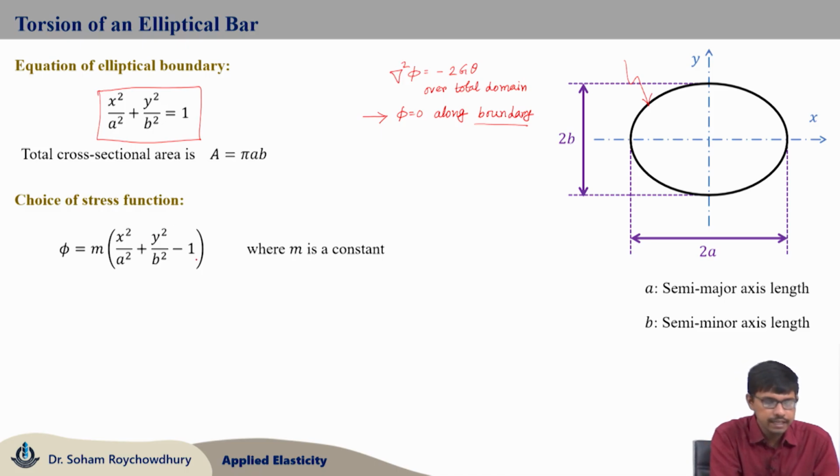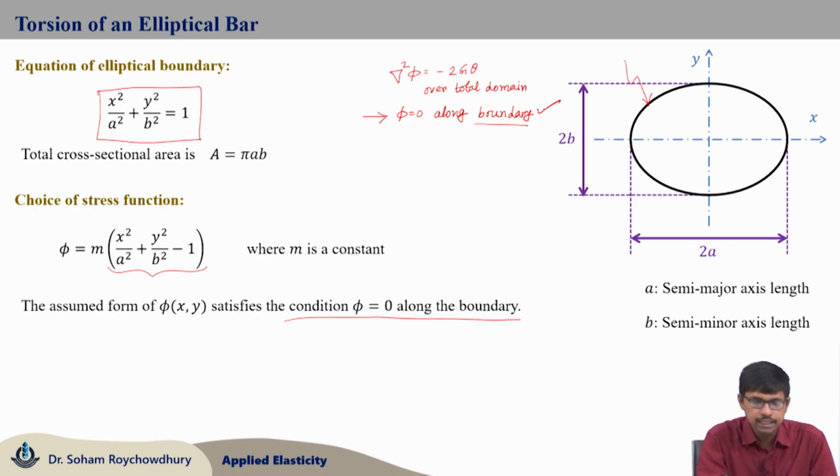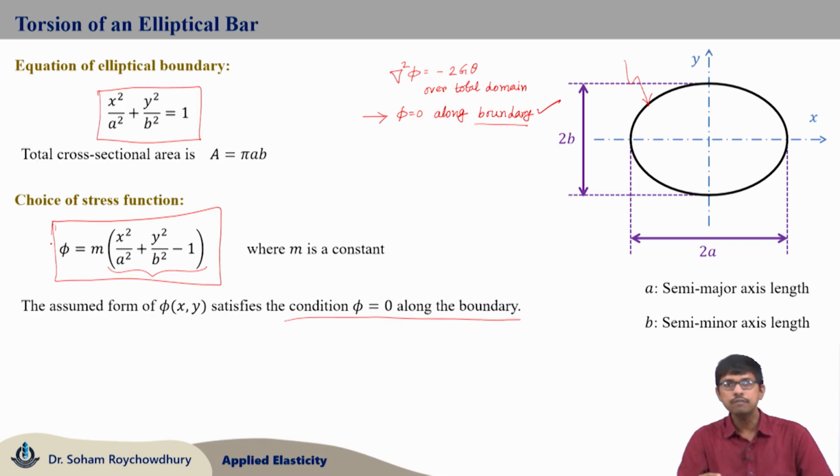If you substitute that here, immediately this term goes to 0. So phi equals 0 along the boundary. This second condition is automatically satisfied if you go with a choice of phi like this. So always for the Prandtl stress function approach, the stress function is chosen as some unknown constant m times the equation of the outer boundary of the given cross section. That will satisfy the second condition, phi equals 0 along the boundary, automatically. So with this we are starting our solution.